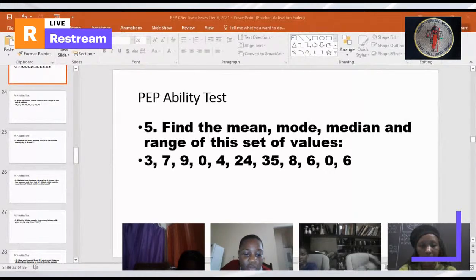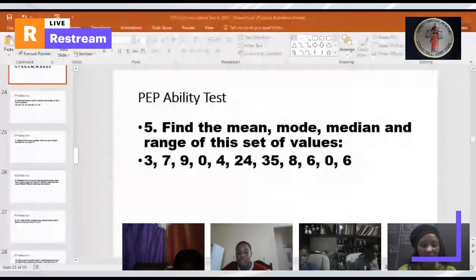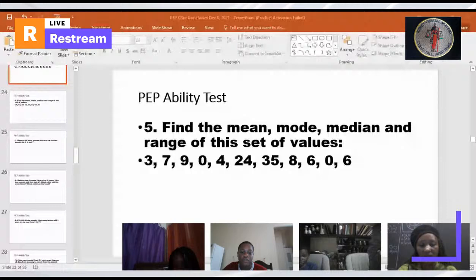8.5, miss. It's 6. Miss, I say 6. Is it 8.5? Yes, I got 6 as well. When we put them in order, we have 0, 0, 3, 6, 6, and so on. There are 11 numbers, so 6 falls in the middle.